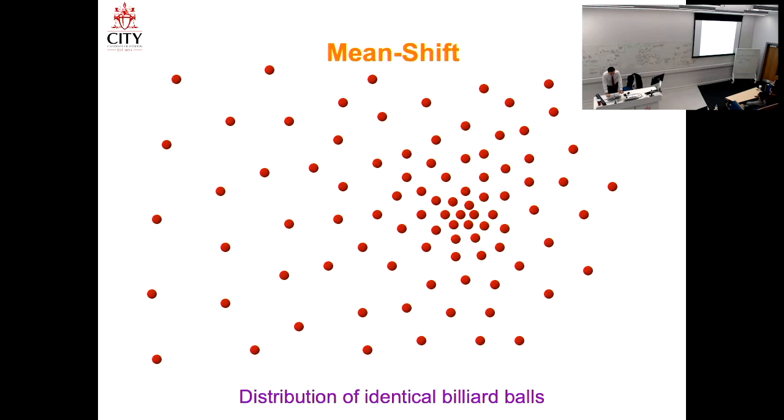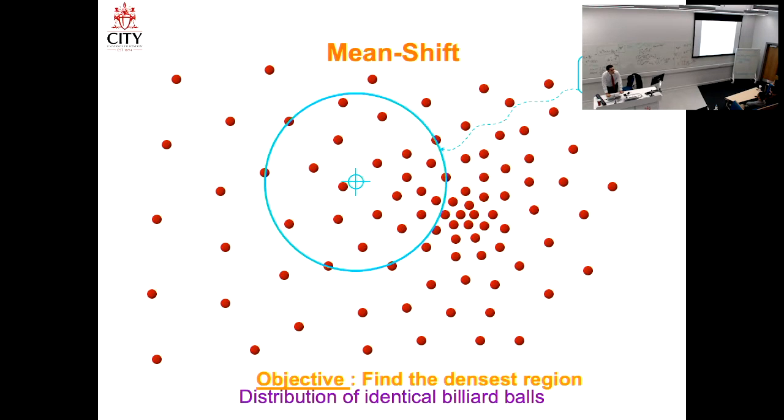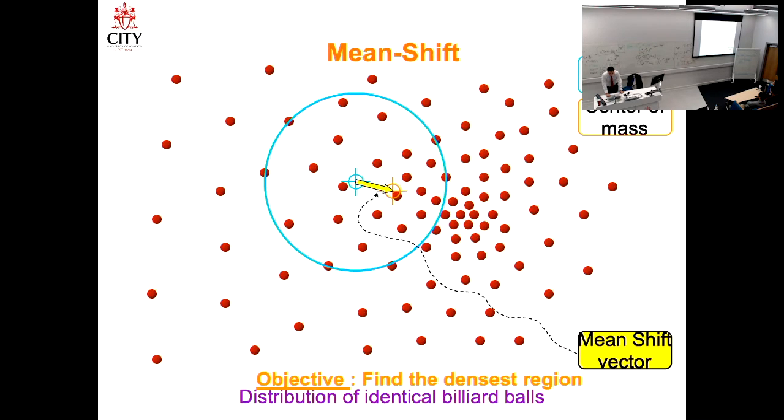So I have this data, let's say a distribution of identical billiard balls, and I want to find a good center point, a good mean for this data. So what I do is I randomly pick a center point, and then I draw a region of interest around that. This is a distance around that particular mean, the cluster center that I have chosen. I calculate the center of the mass in that window, and then I create a mean shift vector and shift my window.